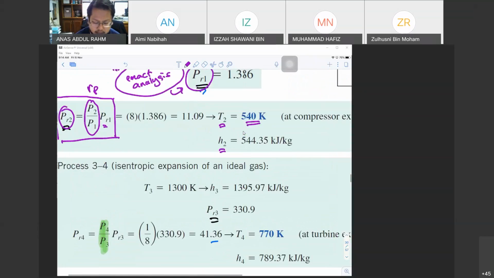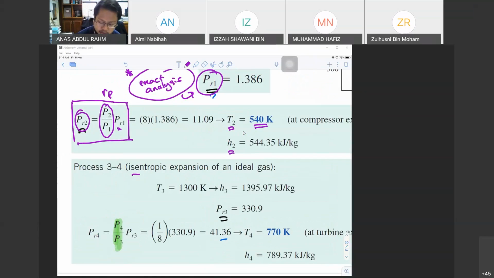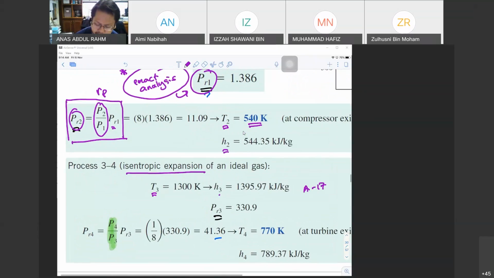Okay. 3 to 4, again, is the isentropic expansion. T3 was given to us. Okay. From here, if we go to table A17, we can find h3 and also Pr3. Remember, we are using exact analysis. Okay, you can find relative pressure at 4, Pr4, by using this equation. We know what is Pr3, we calculated or from the table. Okay, P4 divided by P3.